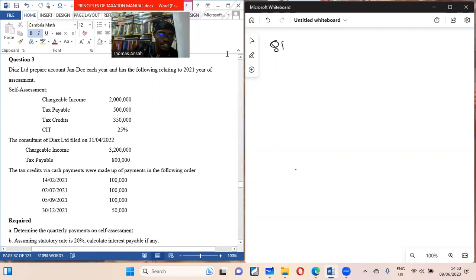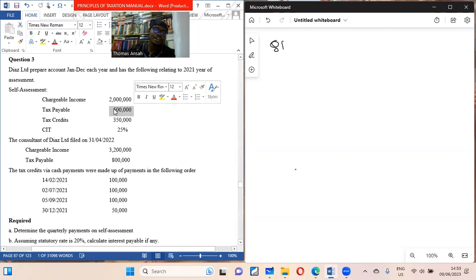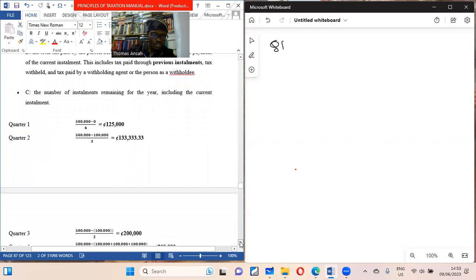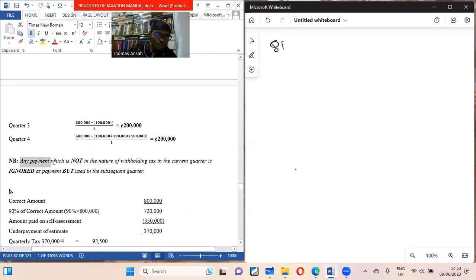And please, there is a note that I need you to take note of. It's very, very important. The tax payable is 500, which under normal circumstances we divide by 12. If you are doing Q1 payment, which ends on 31st March of the year, you could see clearly that there is 100,000 paid. The note that I want to refer you to is here. NB: any payment which is not in the nature of withholding tax in the current quarter is ignored, but is used as payment in the subsequent quarter.